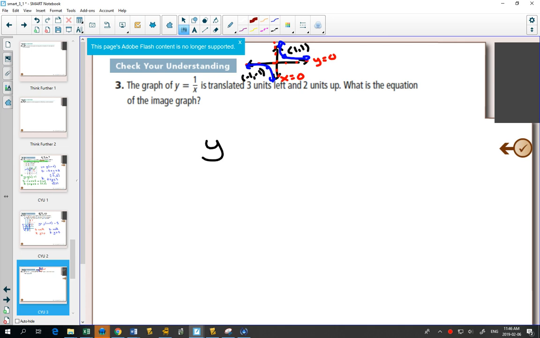Well, our equation would be 1 over, but wherever the x was, that's inside our function. And what's happening? It's moving 3 to the left. Anything that moves things left and right happens inside of our function where the x was. So if I want to show 3 to the left, I would have a +3 where the x was. Outside of the function, we'll move things up and down. So 2 units up shows up as a +2 afterwards.